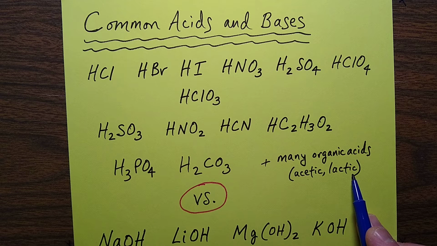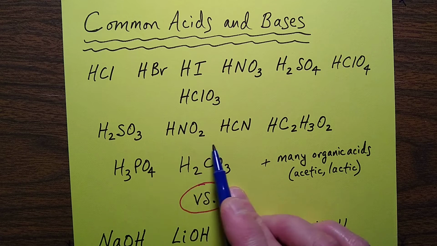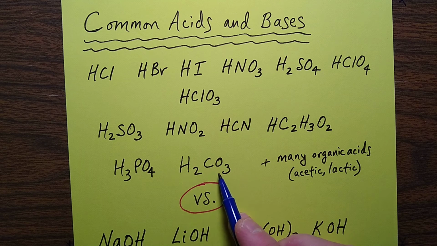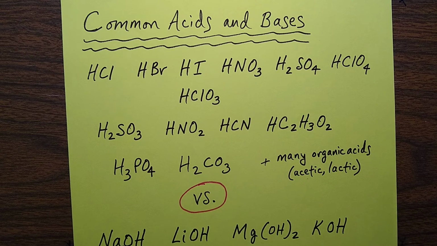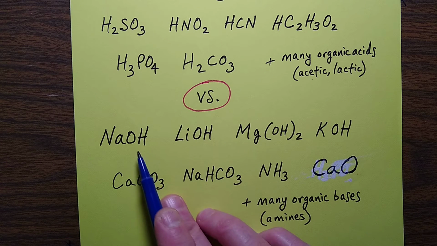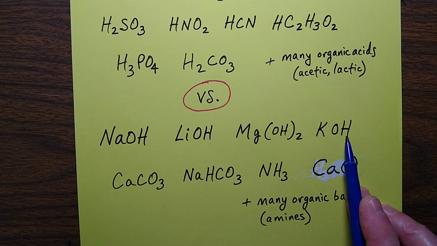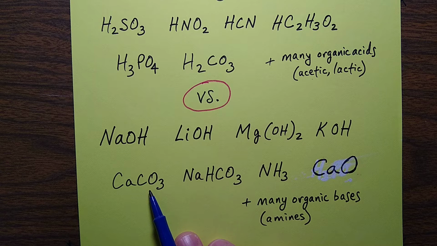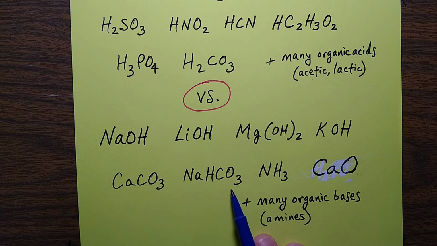Lactic acid, which is the acid that builds up in your muscles when you exercise, is a weak acid. Sulfurous acid, nitrous acid, phosphoric acid, that's in soda pop. Carbonic acid is the acid that's also in carbonated water. It's also part of your blood buffer system. The strong bases and the weak bases are, as I said, the metal hydroxides are strong. There are many weak bases, more than I've listed here. Calcium carbonate, which is essentially chalk or limestone. Sodium bicarbonate, that's baking soda, that's a weak base.